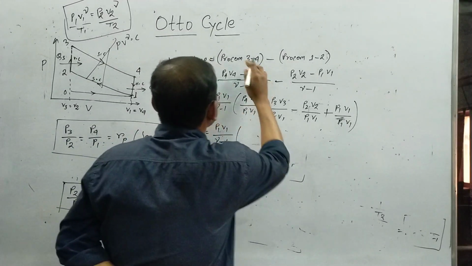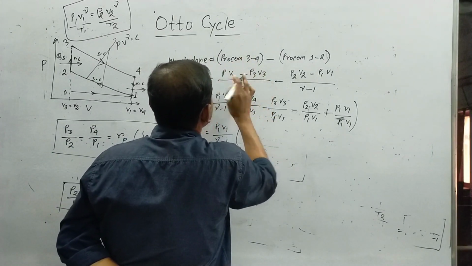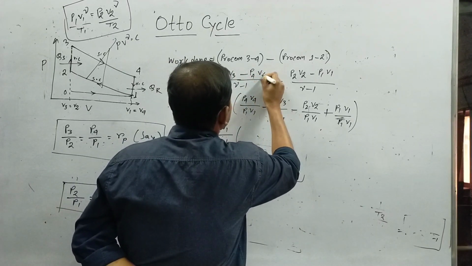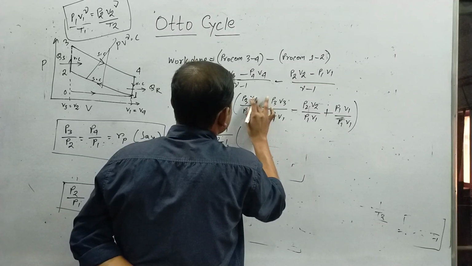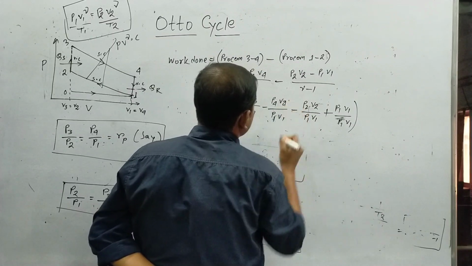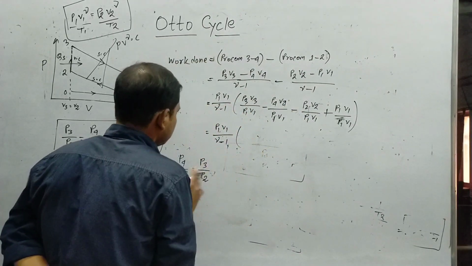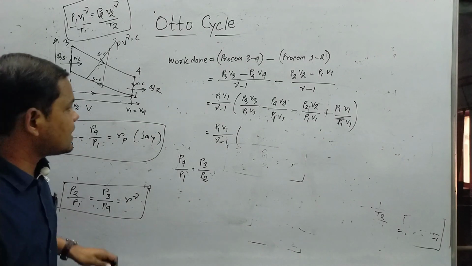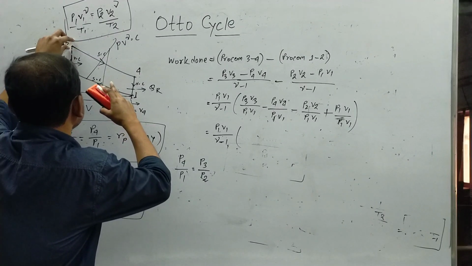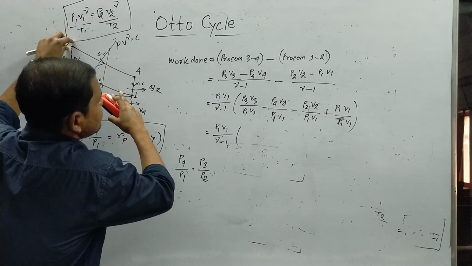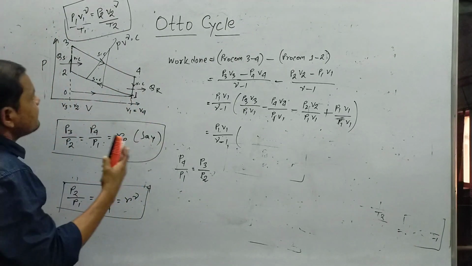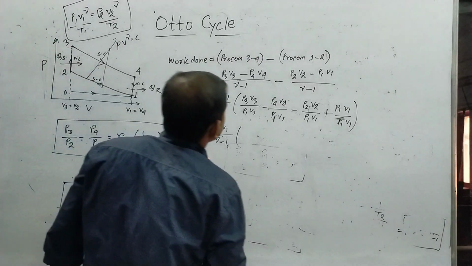This is not correct. Let me correct: this will become P3 V3, and this will become P4 V4. Please make this correction. This is the adiabatic process, and the product of pressure and volume, P3 and V3, is larger than, or higher than, P4 and V4.